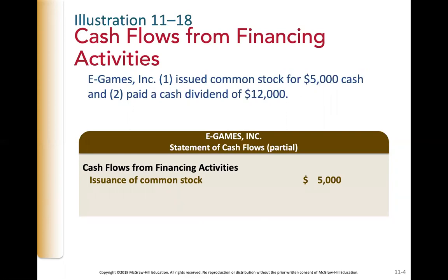Next, we need to look at our retained earnings account. Our additional information tells us that we paid $12,000 in dividends. That payment of dividends represents a cash outflow of $12,000. If we were not provided that information directly, we could calculate if any dividends were paid by analyzing the retained earnings account.